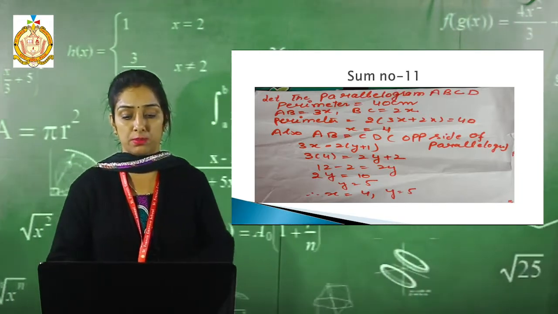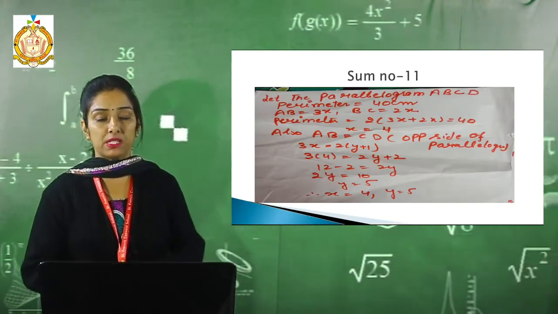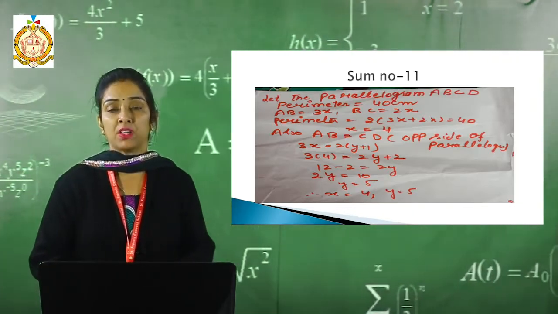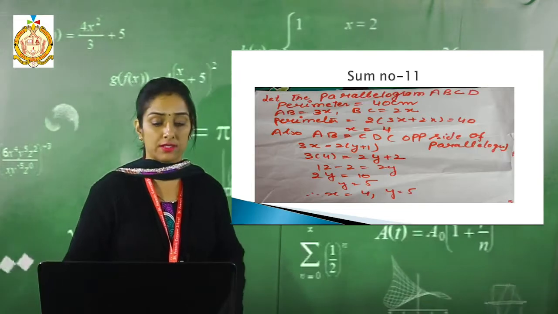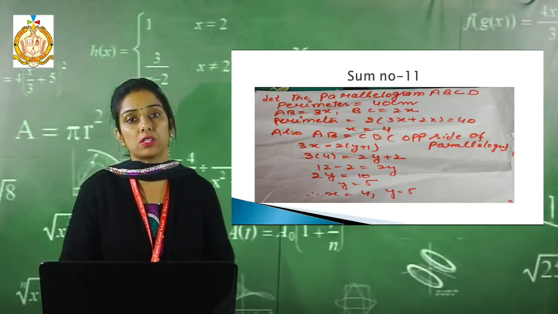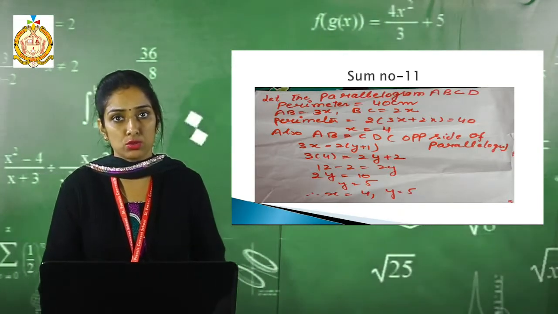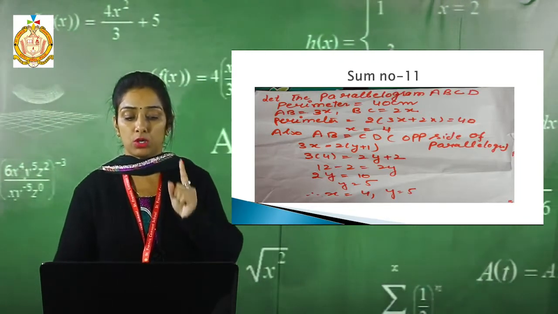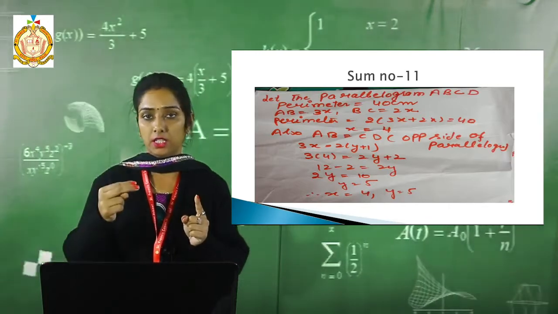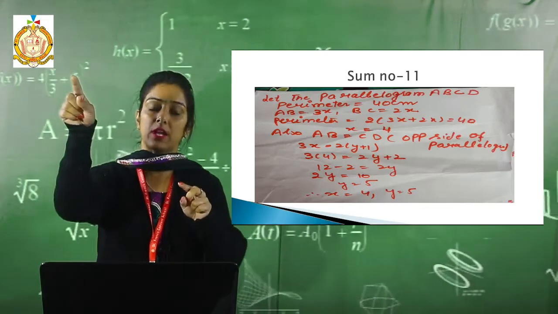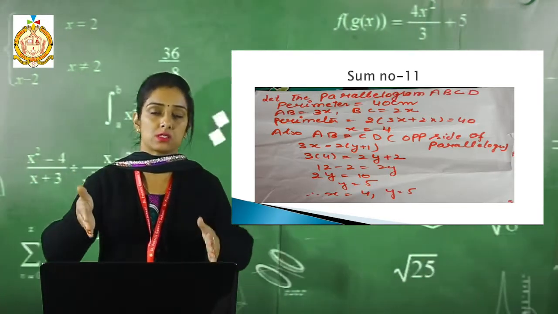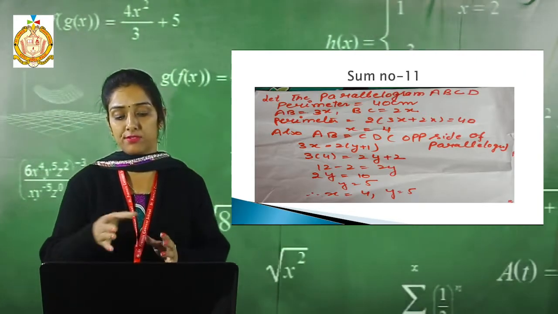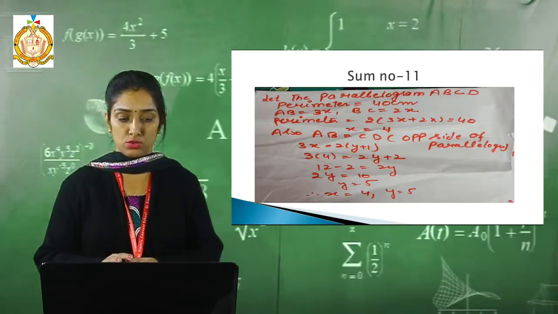Now see, in question number 11, there is a parallelogram ABCD and its perimeter is 40 centimeters. Now we know that it is given in a ratio of 3:2. Here AB is equal to 3x and BC is equal to 2x. Now perimeter is the sum of the sides, that is 2 multiplied, because in a parallelogram opposite sides are equal. If this is 3, then this is also 3, this is 2, then this is 2. So 2 times 3x plus 2x is equal to 40. After solving it, you get the answer x is equal to 4.